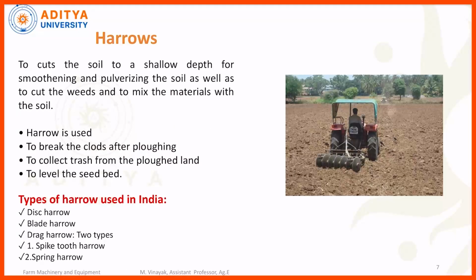So this one is a harrow. Here we can see the field operation of the harrows. This one is a round harrow. The disc is round in nature.